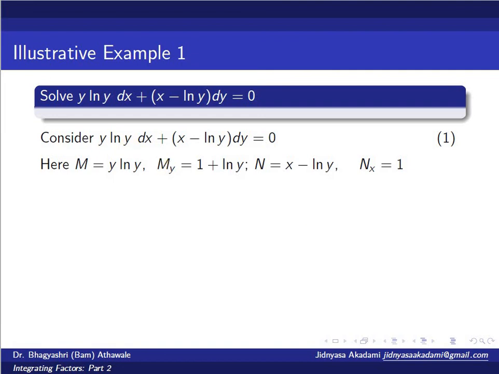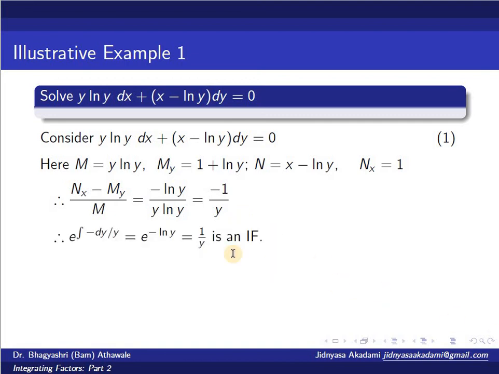So for rule 2, we have to consider nx minus my divided by m, and it should be a function of y. So it is minus ln y upon y ln y, which is minus 1 upon y, and therefore e raised to integration of minus 1 upon y dy, which is e raised to minus ln y, which is 1 upon y, is our integrating factor.